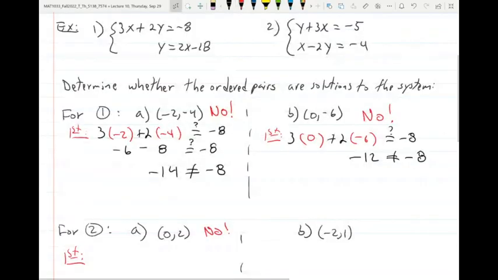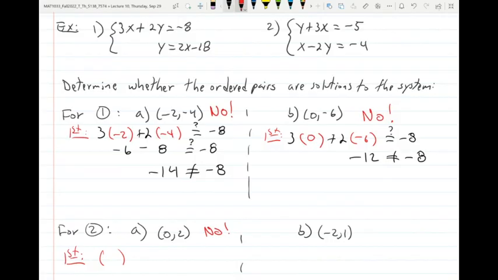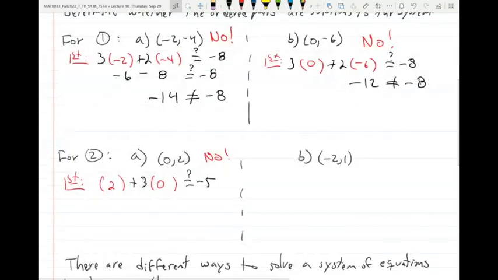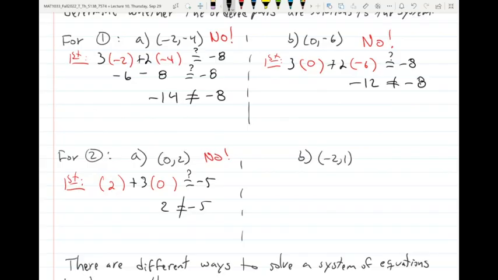I'm going to plug into the first, which is y plus 3x equals negative 5. You're wondering if this works or not. So the 2 goes here and the 0 goes here, and then we have 2 equals negative 5. No, it's not good, so it's not a solution.